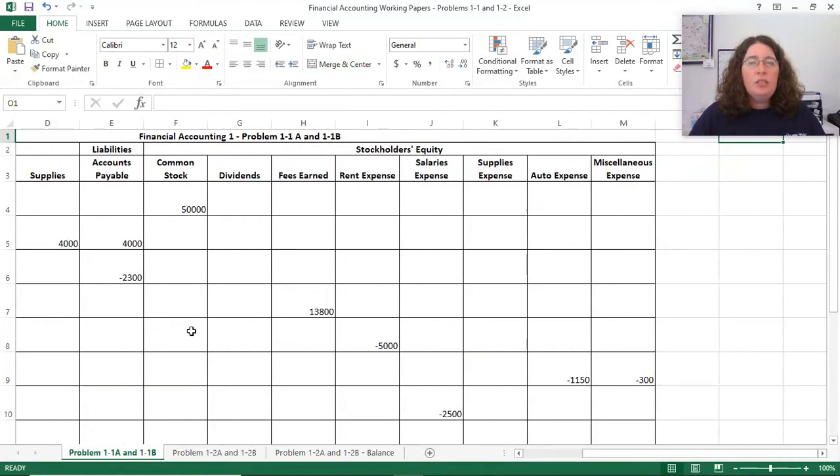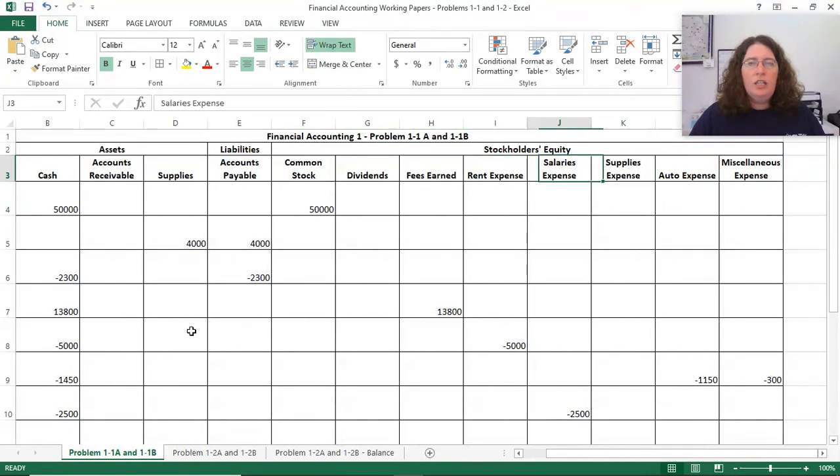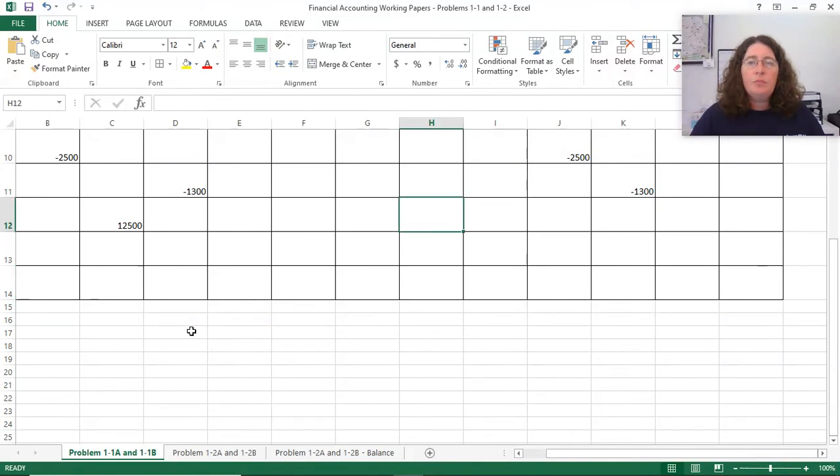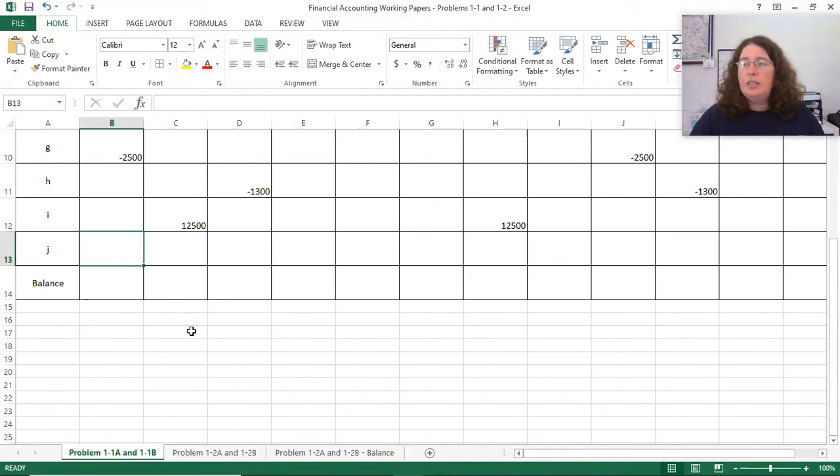We are also going to increase our fees earned by that $12,500 because that is money that we have earned in our insurance business. Okay.